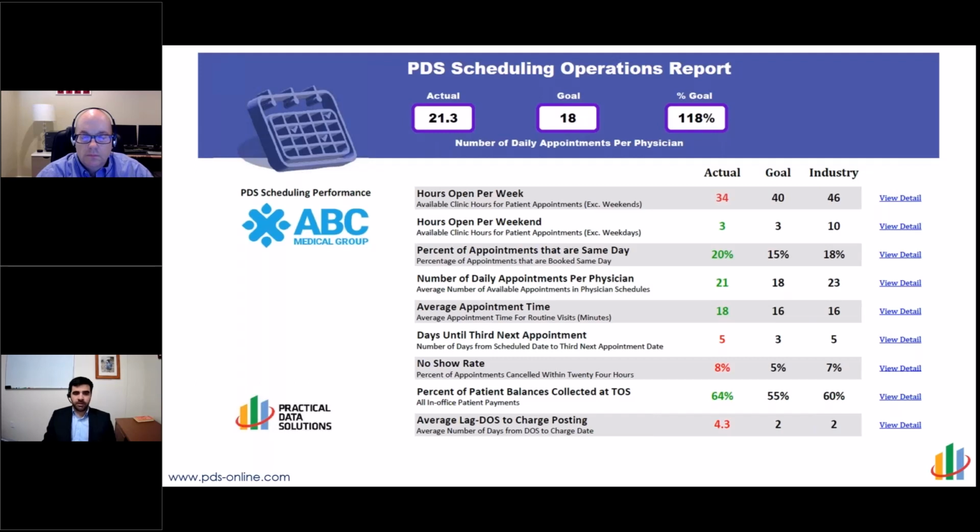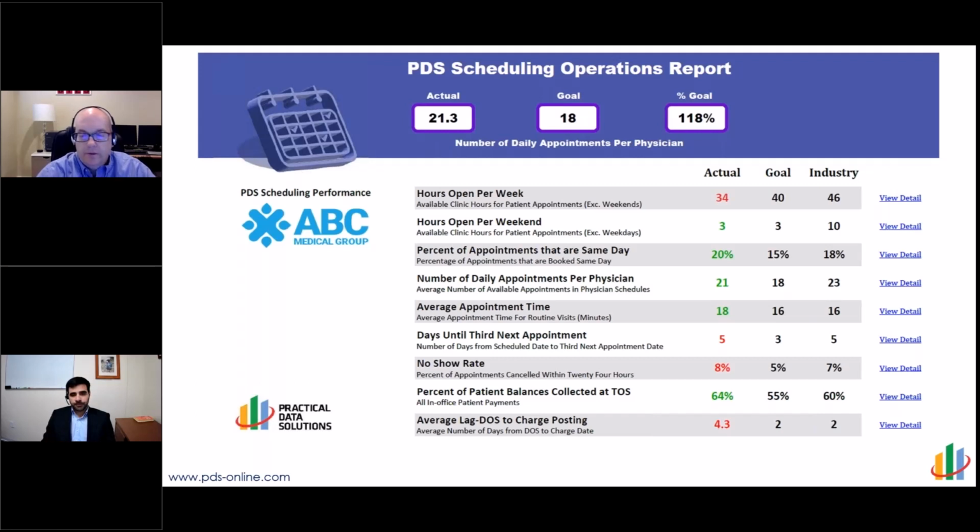So in the example on the screen here, we're looking at a scheduling operations report that incorporates our clinic's actual performance up against our internal goal, but measuring all of that against an industry best target as well. And the way we have this lined up allows us, for easy analysis, to see how our activity stacks up against our goal, but also our benchmarks as well, right?